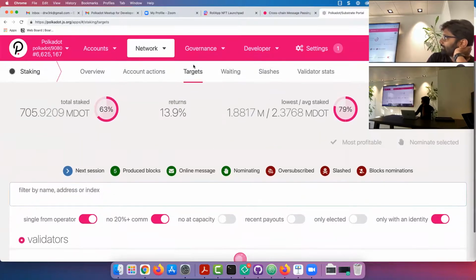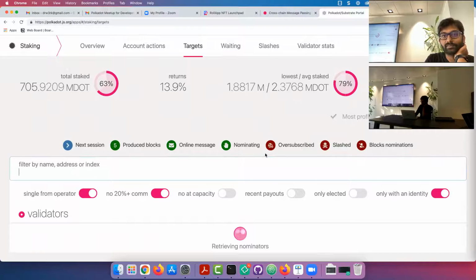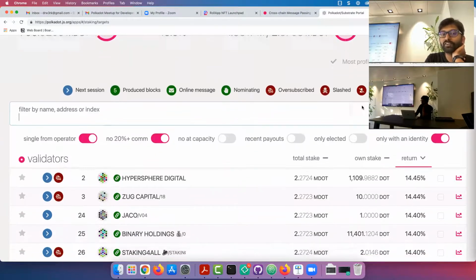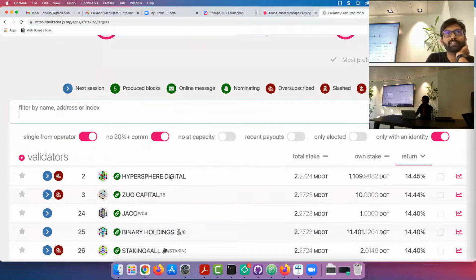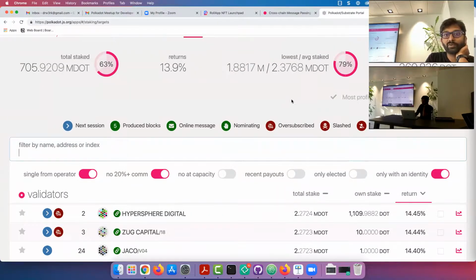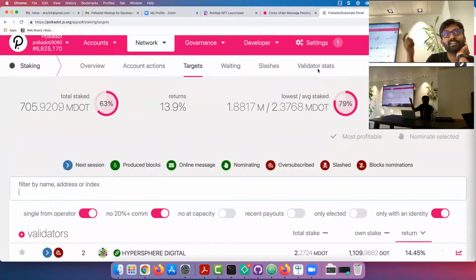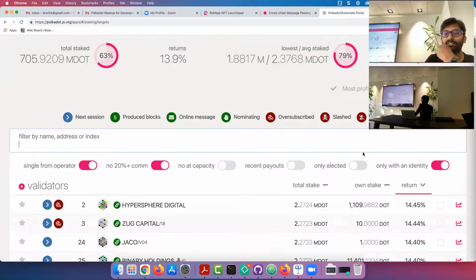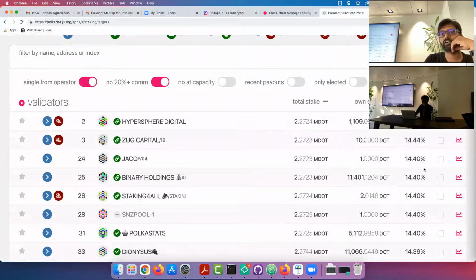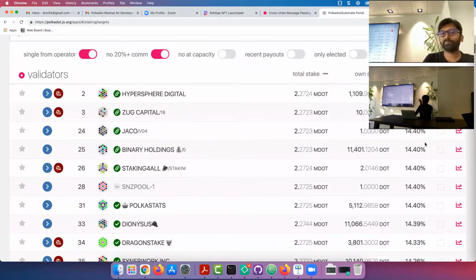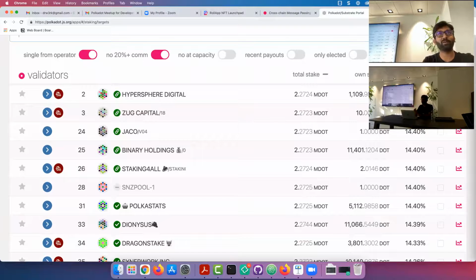Yeah, but targets is the tab where you'd go to check and compare the validators. And if you know of a specific validator, let's say you want to know more about this particular validator, you could go to the validator stats and then plug in their account address, and it's going to give you all these statistics for that particular validator. But here, by default, it's sorted based on the return that you might get if you nominate that particular validator. But again, you have to be mindful that this may not always be the case.